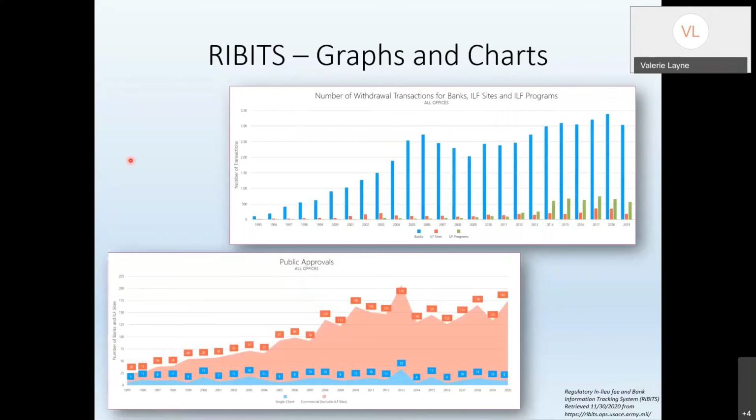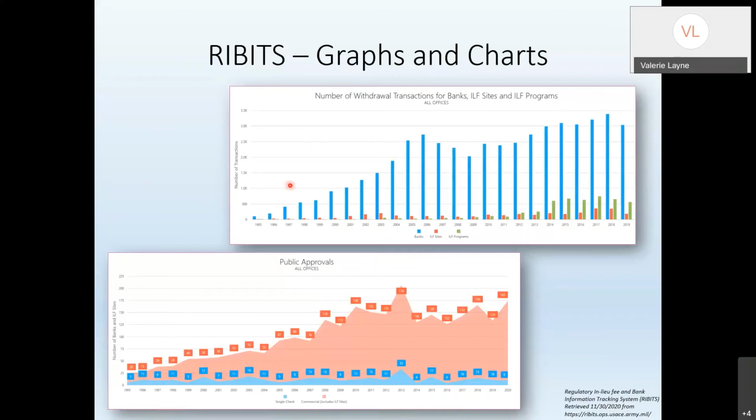And RIBITS also has pretty robust reporting functions. In fact, we're always adding reports. You should take a look at that. And the graphs and charts are kind of a new feature. The ones I have shown here are for all banks combined, wetland and species, nationwide. But you can run these for banks in smaller geographic areas, such as field offices or Corps districts.